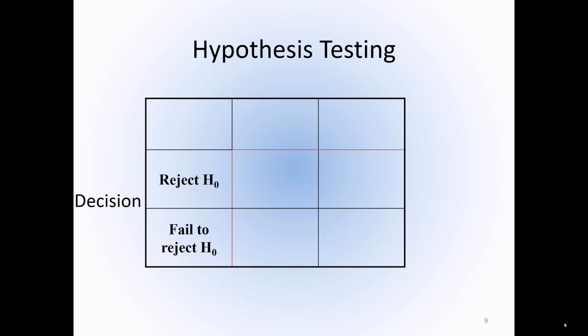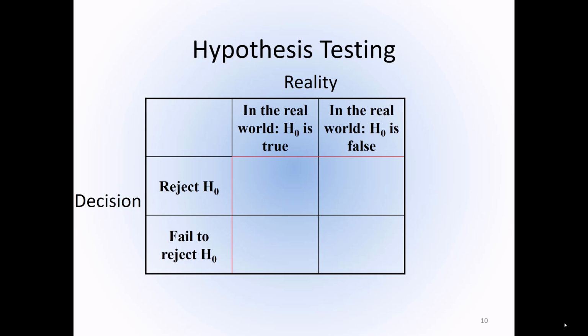Well, in the real world, there's also two different situations. It could be that the null hypothesis is in fact true, or it could be that the null hypothesis is false. And at times, our decision will match up with the real world. And hopefully, this is what we're aiming for at all times in science. But there are situations in which maybe we reject the null hypothesis based on our data, but in the real world it's actually true. Or we fail to reject the null hypothesis, but in the real world it's actually false.